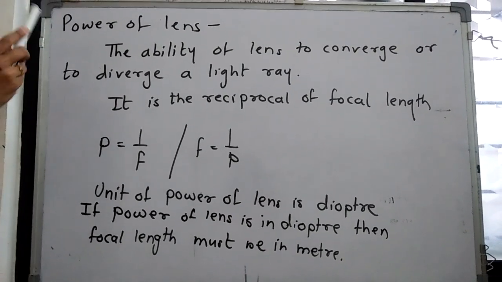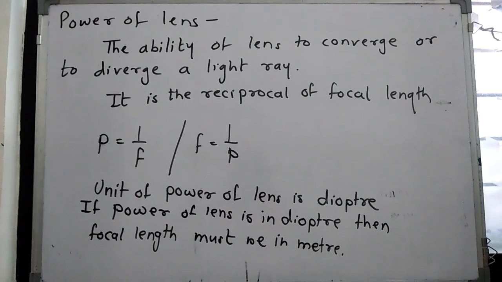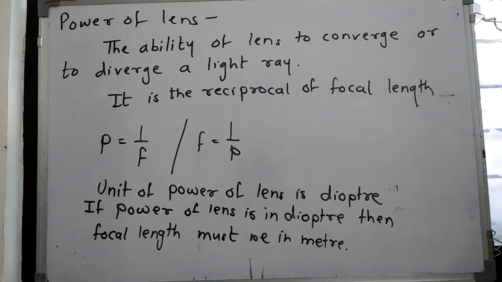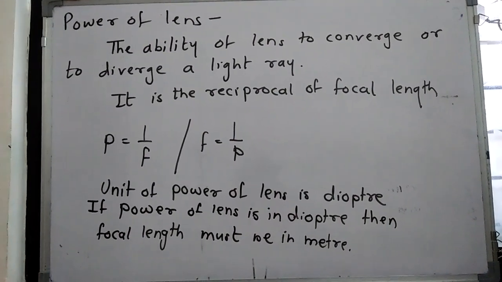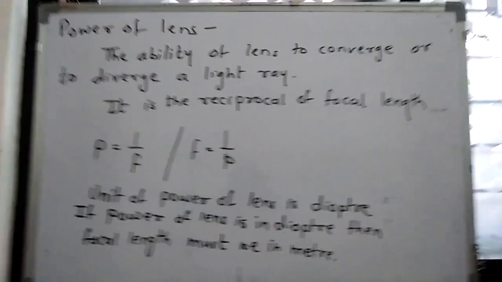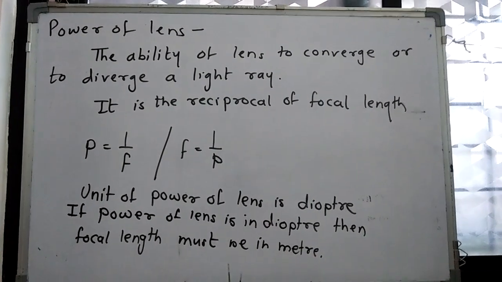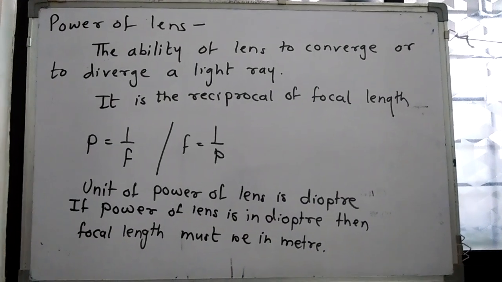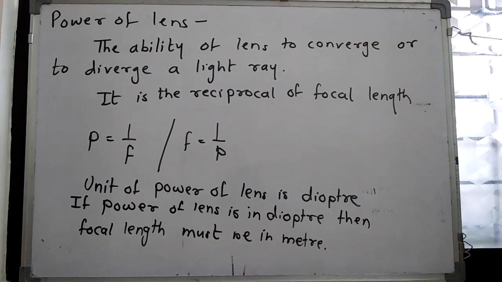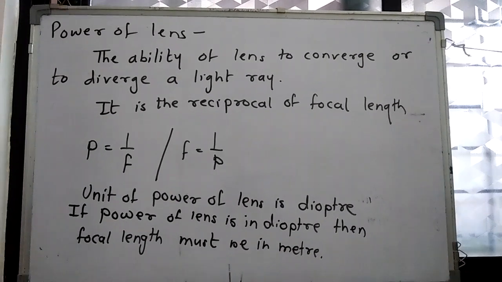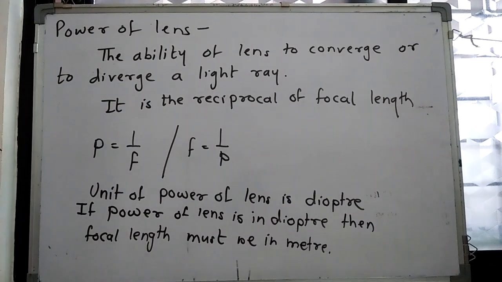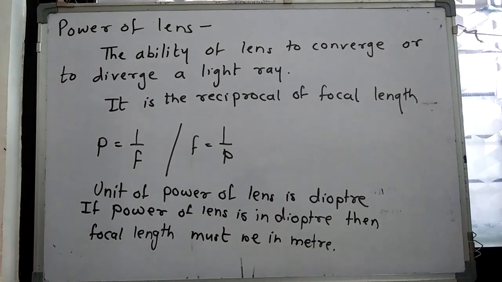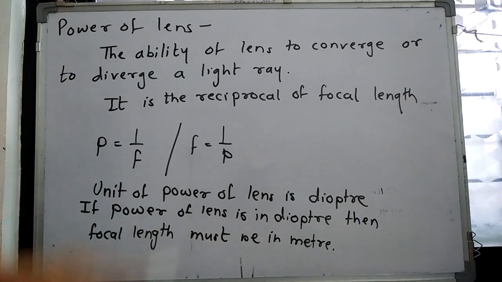Now the last topic from this lesson, we have kept the numericals, that we will take afterward. So the last topic from the theory part is the power of lens. So what is the power of lens? The ability of a lens to converge or to diverge a light ray. When a light ray enters into the lens, refraction takes place. It means the original direction of the light rays changes. It may converge or it may diverge. So this ability of a lens to converge or to diverge a light ray is called the power of lens. And it is actually the reciprocal of the focal length.